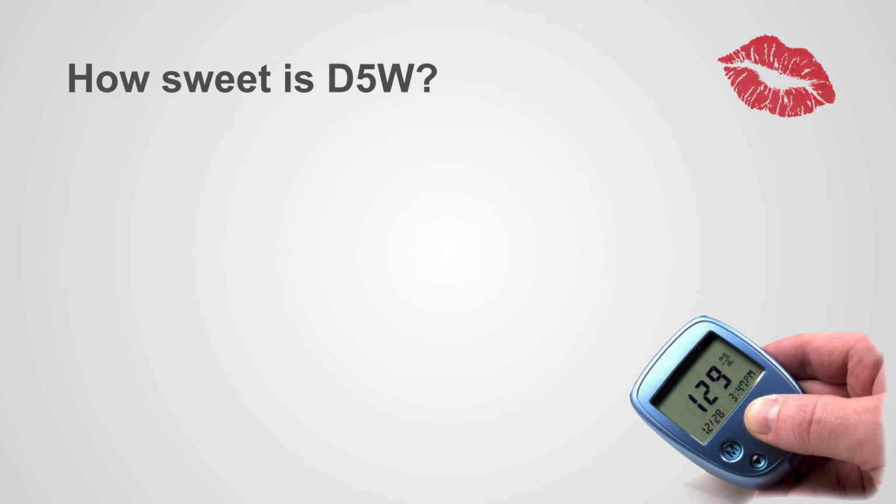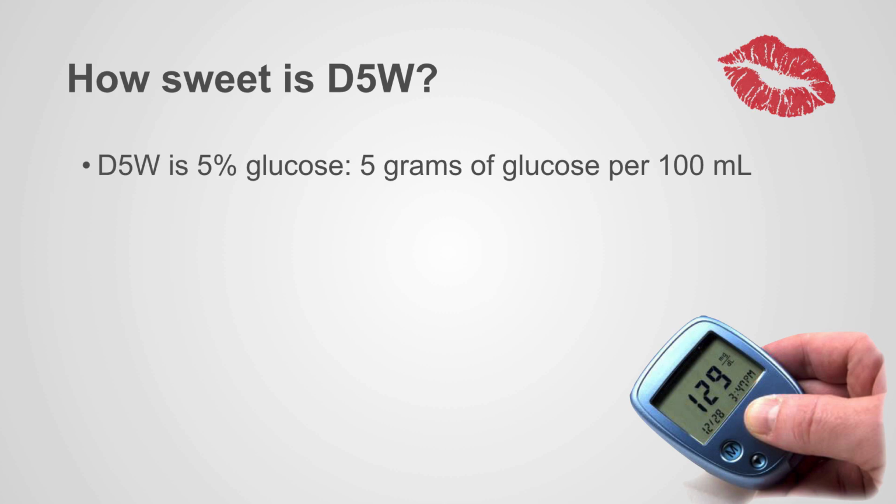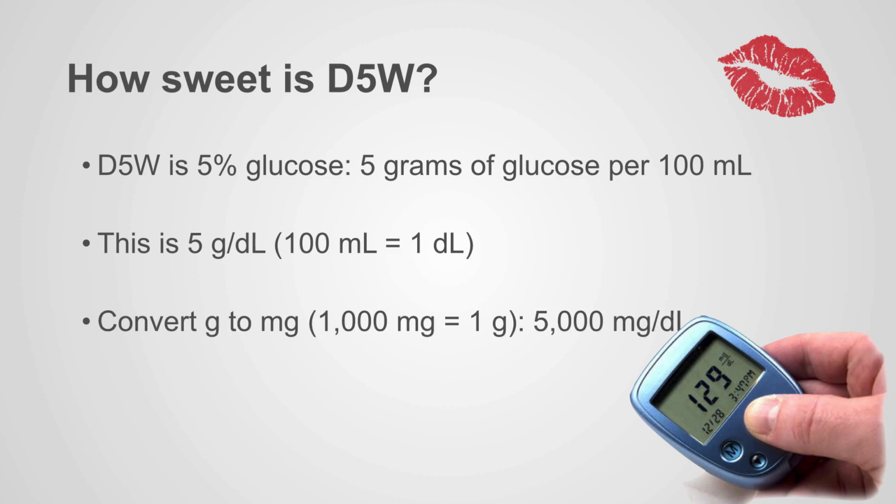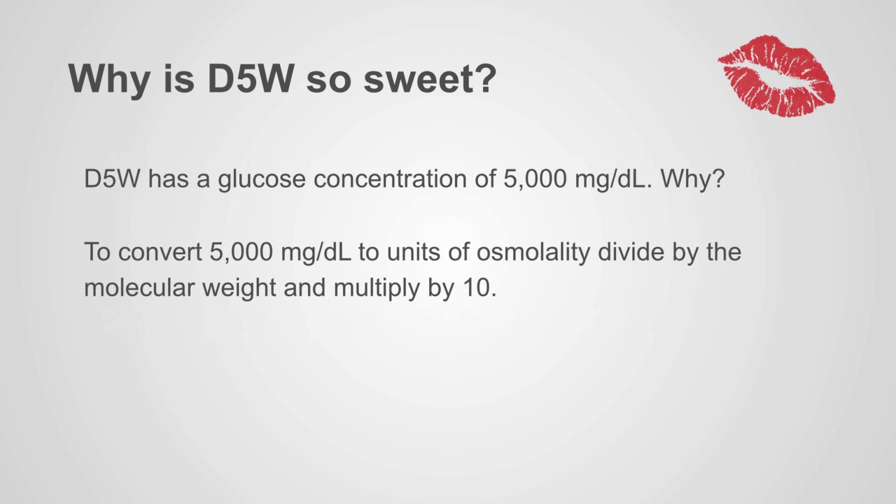So how sweet is D5W? If we add glucose to prevent that hemolysis, how much do we need to add? Well, D5W is 5% glucose. That means 5 grams of glucose per 100 milliliters or 100 grams of solution. This is 5 grams per deciliter. 100 milliliters equals 1 deciliter. And if we convert grams to milligrams, we get 5,000 milligrams per deciliter, and that's the conventional units we use to measure glucose. Now, D5W is a glucose concentration of 5,000.